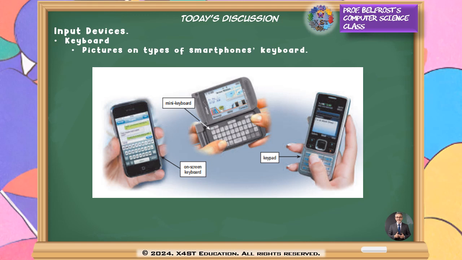Okay, here are the pictures of the smartphone's keyboard. You see, you have an on-screen keyboard. It may be a mini keyboard too, or a keypad.